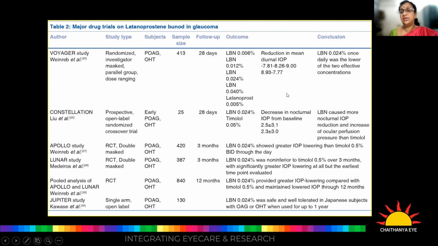Study has shown that when compared to timolol, the nocturnal IOP reduction is there with latanoprostene bunod, and also there is said to be an ocular perfusion improvement. The Apollo and the Lunar studies are RCTs of 3 months duration, which have shown that latanoprostene bunod is in no way inferior to timolol. While the Jupiter study is a 1-year study in Japan, which has shown that it is relatively safe.